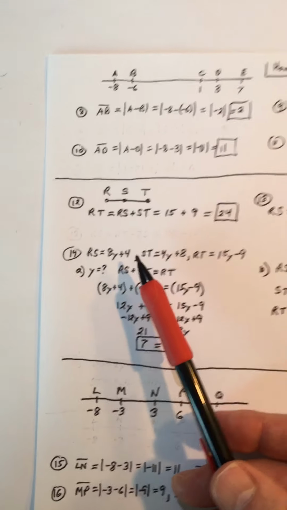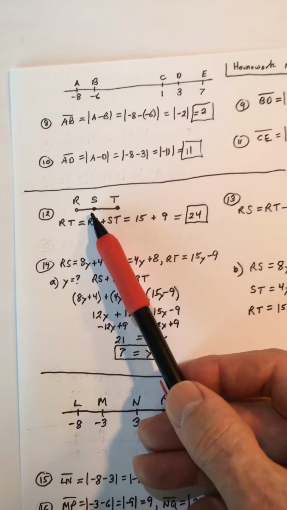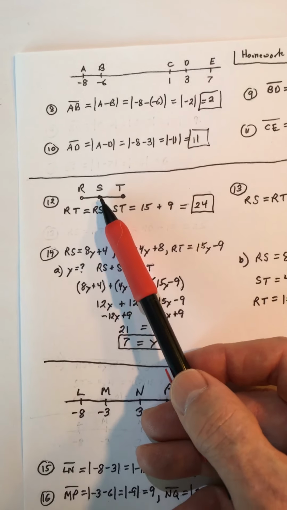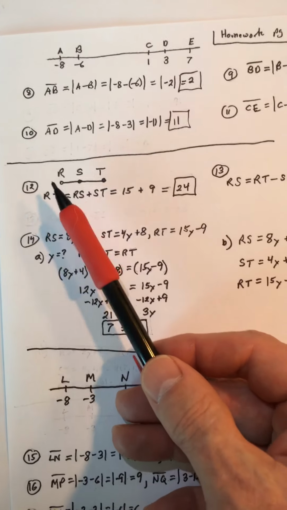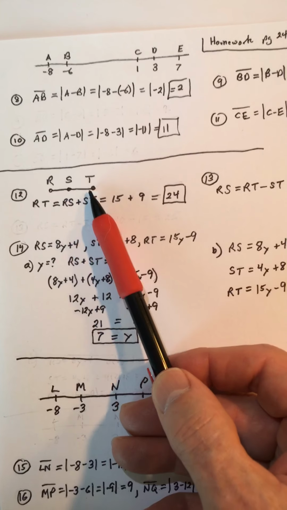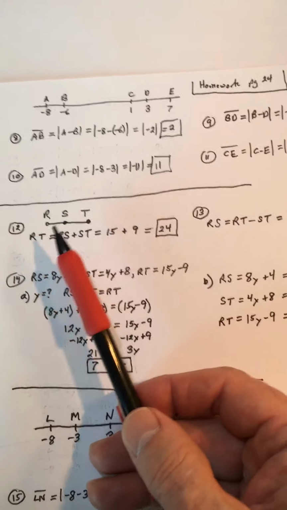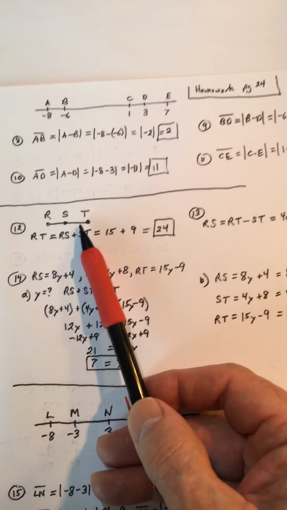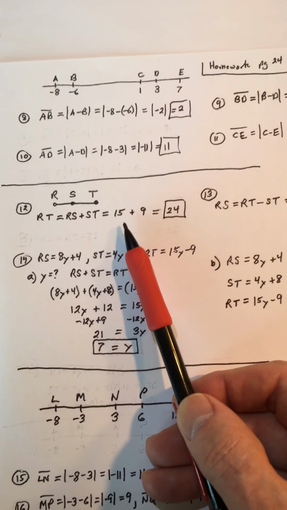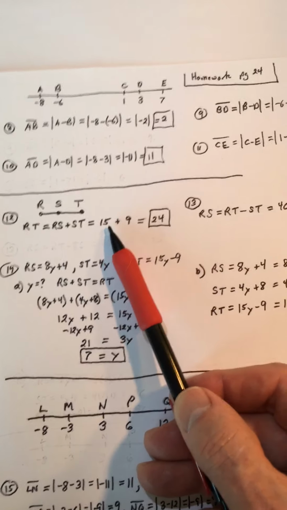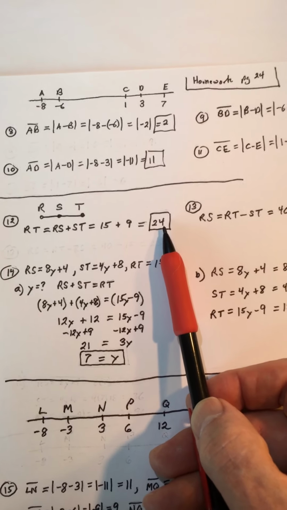For the second part, we have a different line, RST, where R, S, and T are all on the line with S in the middle. So we know that RT is equal to RS plus ST. Okay, so that the total length of the line is conserved. It's not different. The two components add up to be the same as the total length. We're given values for RS and ST of 15 and 9, and they want to know what the total length is. So it's just the sum, which is 24.